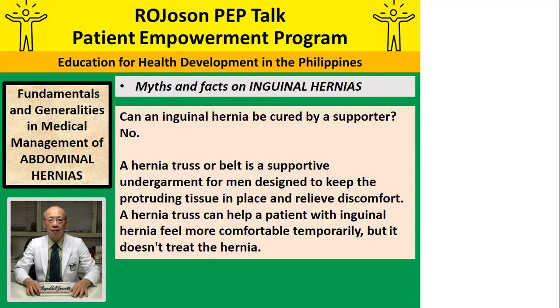So a hernia truss or a belt is a supportive undergarment for men designed to keep the protruding tissue in place and relieve discomfort. Okay, but most of the time, hindi rin 100% successful because kasi gumagalaw ang tao, hindi natin alam kung anong pwesto. No? Okay. So a hernia truss can help a patient with inguinal hernia feel more comfortable temporarily, pansamantala lang.